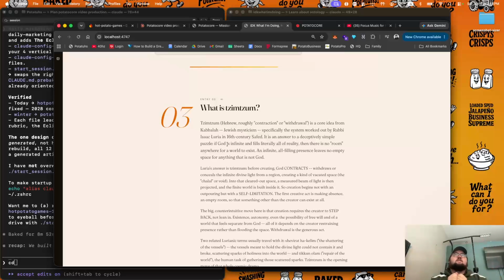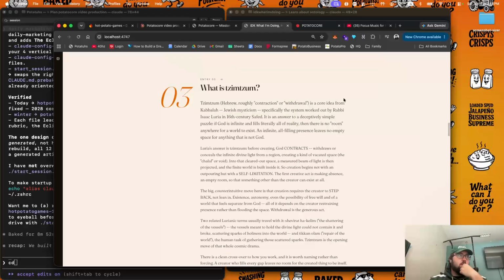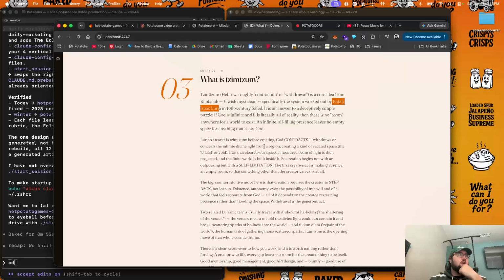So I see that as this big flash that people describe in the beginning of the universe. And when I came across this expression of Zimzum, it really spoke to me, because it links up with some of my other understandings of mystical traditions in a variety of religions. It's core in Kabbalah, Jewish mysticism, specifically the system worked out by, I guess, Lurianic philosophy or Kabbalism. It is an answer to a deceptively simple puzzle.